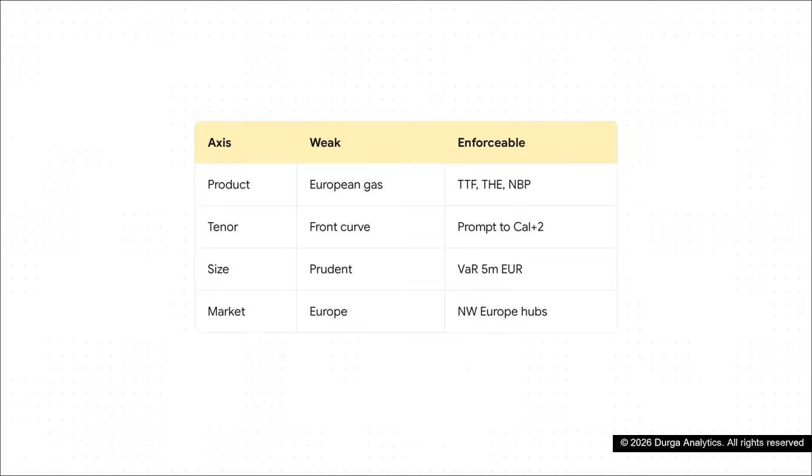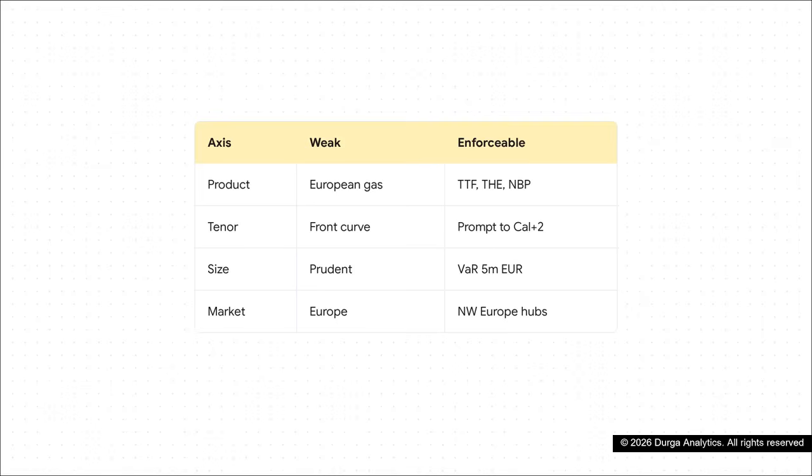Let's start by defining what a mandate actually is. Simply put, a mandate is the written answer to one question: what is this desk permitted to do? Keep in mind, it's not a strategy document, it's not a target, it is a strict, hard boundary. Now, a useful mandate absolutely must constrain on 4 axes simultaneously. Those are product, tenor, size, and market. Leaving even one of these vague creates an exploitable gap.